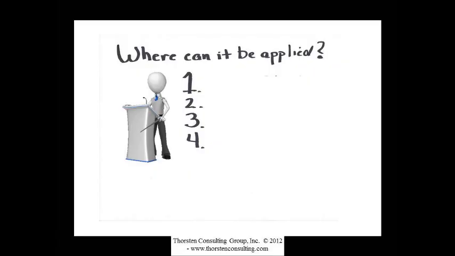Where can mind mapping be applied? In a variety of different areas. It can be used as a starting point for your strategic planning process. It can also be used when you begin a SWOT analysis. And remember, the SWOT analysis is the identification of the strengths, weaknesses, opportunities, and threats for an organization.